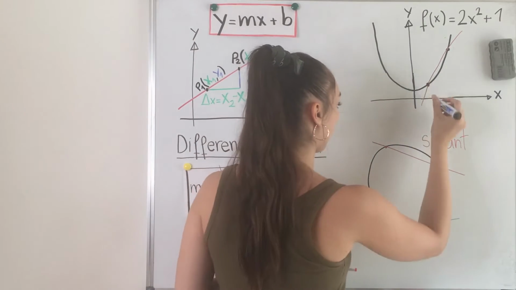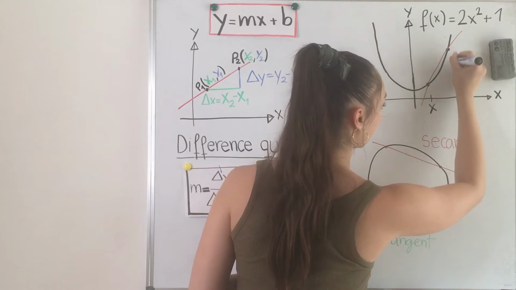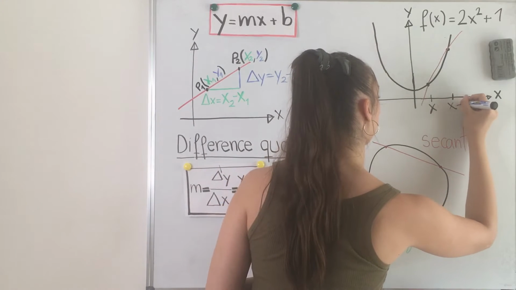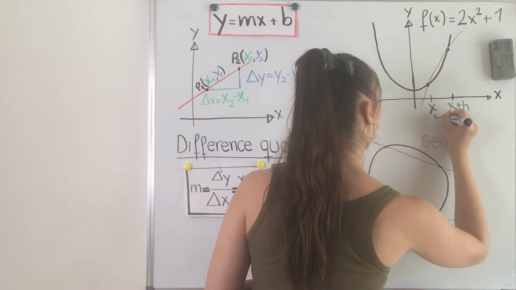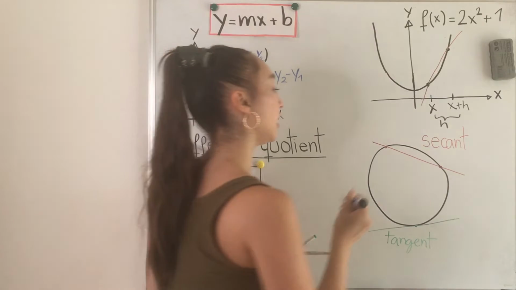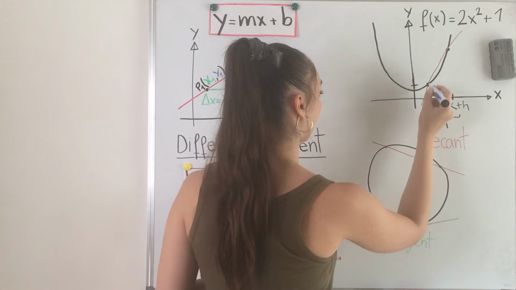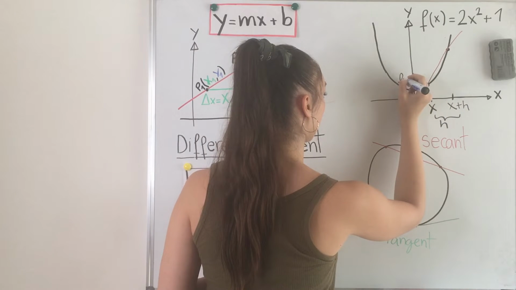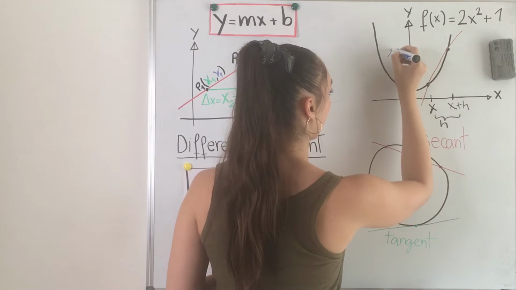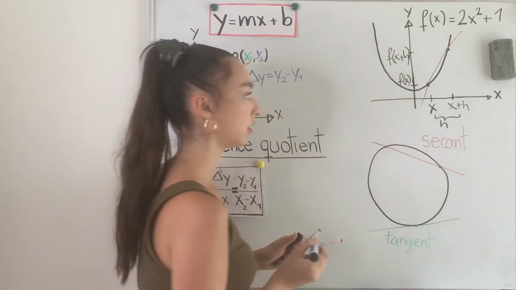Because this is the point that we're interested in, we're going to call this one x. And we're going to call this one x plus h, h being the distance between the 2 points. The value of our function, so the y value at this point, would be f of x. And at this point, it would be f of x plus h. That makes sense, right?